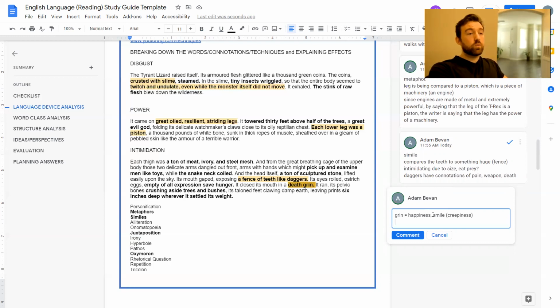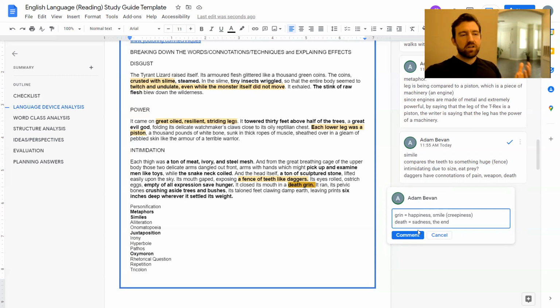Whereas then if you look at the word death, I mean, this is pretty obvious. It's connotations of sadness, the end of something, that sort of thing. So why is this intimidating? It's this idea that as the T-Rex is grinning at you, it's also probably presenting you with your end, with your fatality, with your death. There's a good chance it's going to kill you.